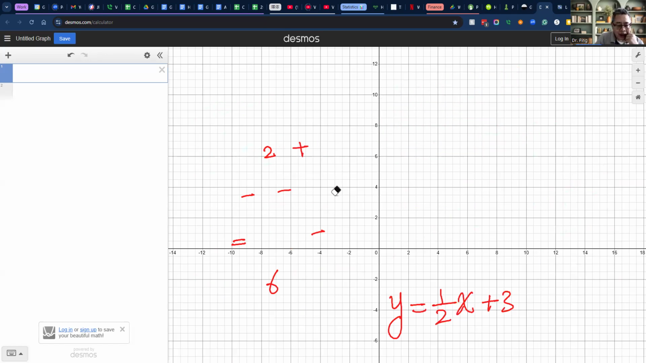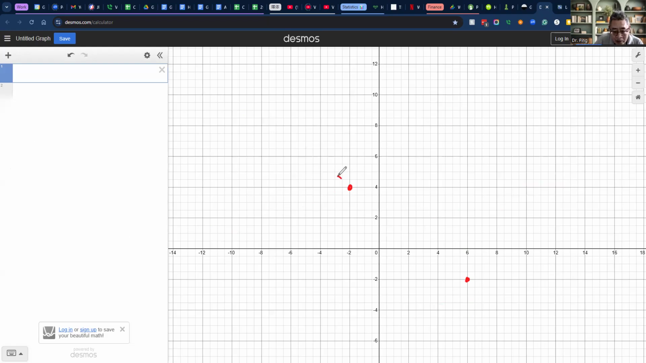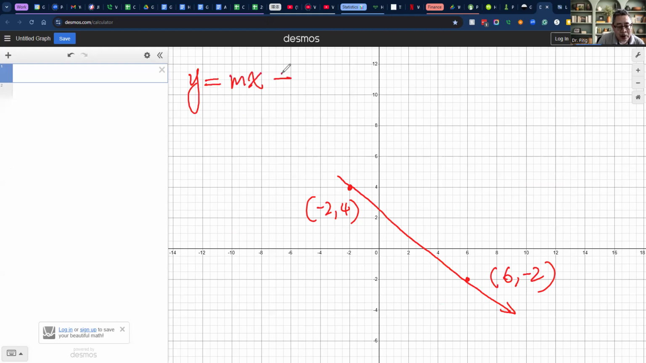Okay, so I got this one, and I'm going to show you another. And then I'm going to show you actually another way to do that. Let's say I'm going to pick two points. One is (-2, 4). The other point is, let's pick here. Okay, and what we got here is this line. And this is (-2, 4), and this is (6, -2). So same thing, it's y equal to mx plus b.